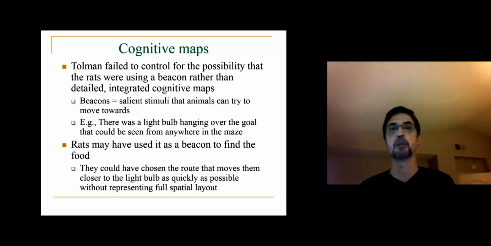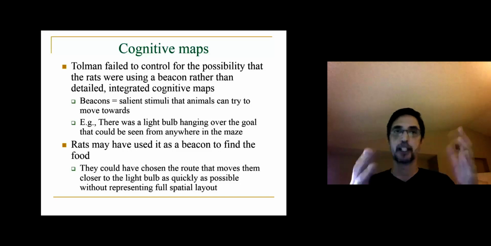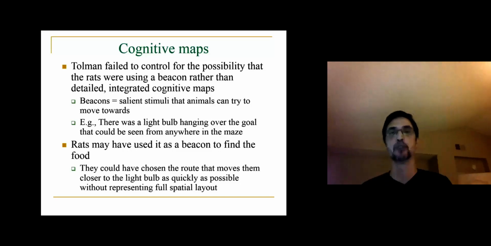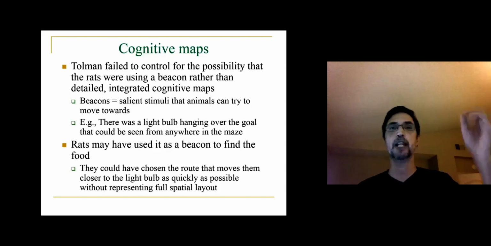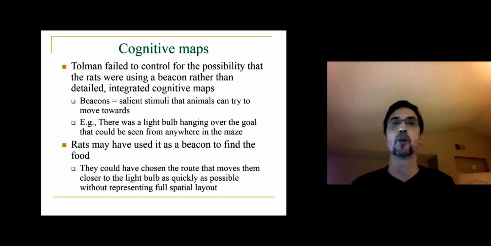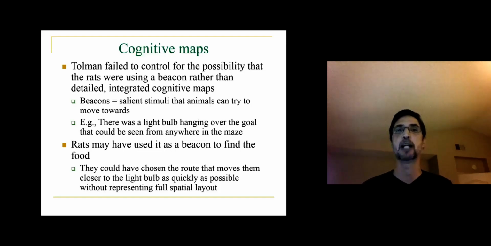So beacons are salient stimuli that an animal can try to move towards. If you think, for example, about a lighthouse, that can be used as a beacon, because you can move towards it or you can move away from it, if you don't want to strike land. So in the case of Tolman's experiments, what he failed to account for was the fact that there was a light bulb hanging from the ceiling over the goal box. So it's possible that the rats were simply moving in a way to minimize the distance between themselves and this beacon, right? So they could have been using that in order to get to the food instead of relying on this integrated cognitive map.